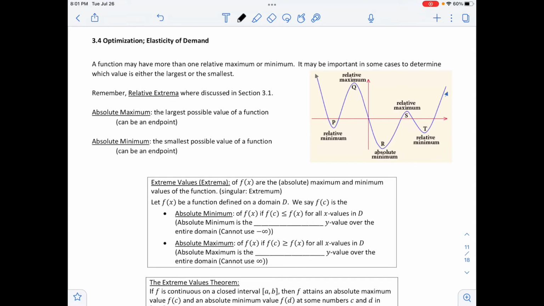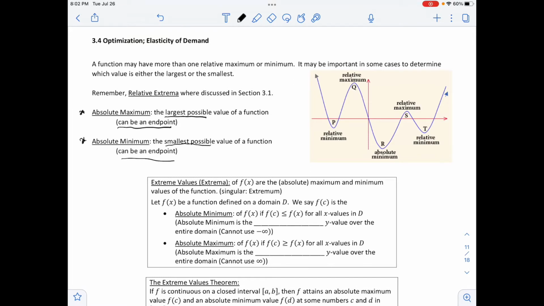Remember, relative extrema were discussed in section 3.1, and we had relative extrema or local extrema, which were our local mins and maxes, or relative mins and maxes, which occurred anywhere where our function switched from increasing to decreasing or vice versa. And so the next definition that we have is called an absolute maximum, and then we have an absolute minimum. So an absolute maximum is going to be the largest possible value of a function, and it can be an endpoint. And an absolute minimum is the smallest possible value of a function, and this also can be an endpoint.